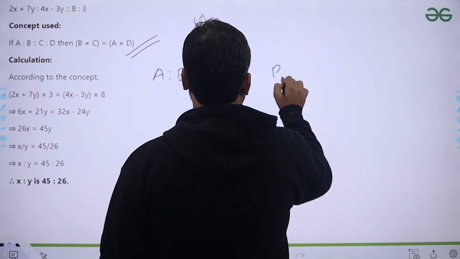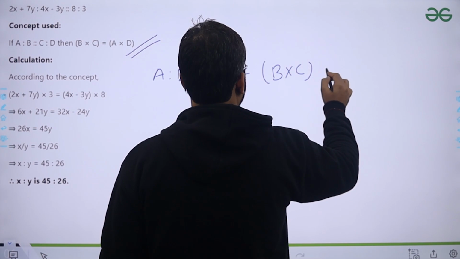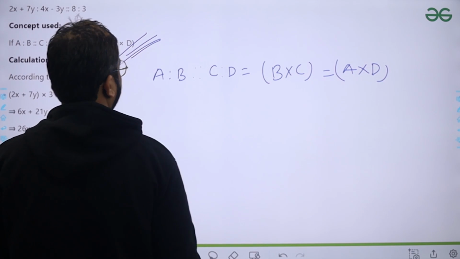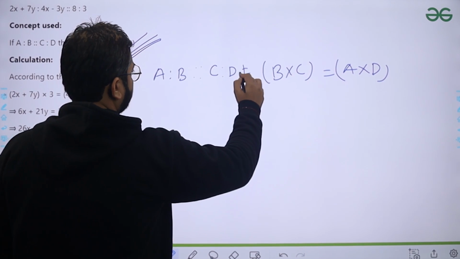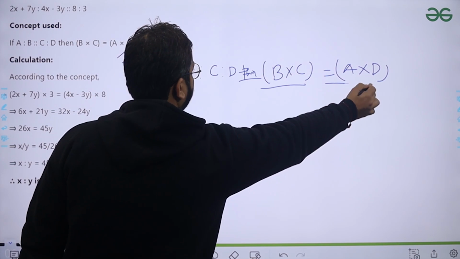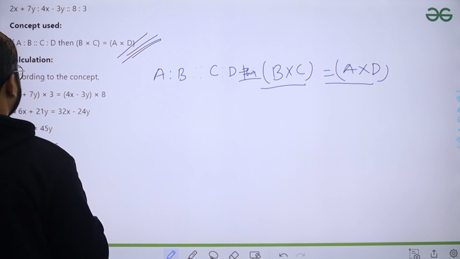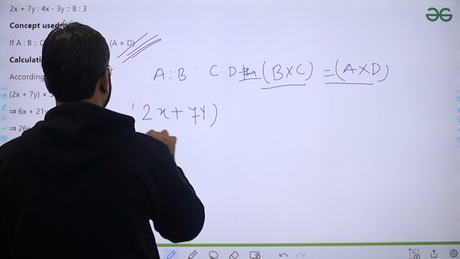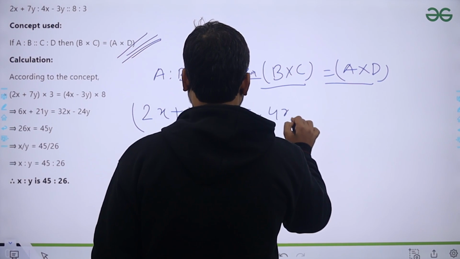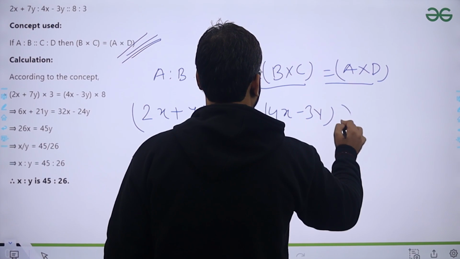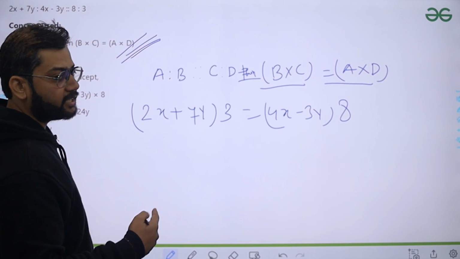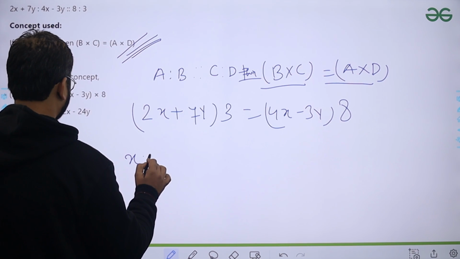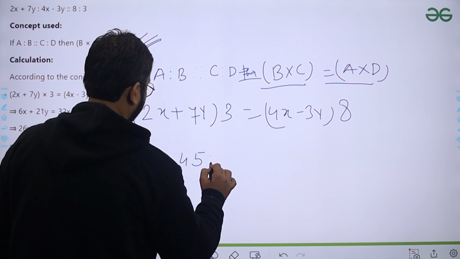Then we can write a into d is equal to b into c. This is the formula part, and we can use it. So I am applying the same formula. In that case, 2x plus 7y into 3 is equal to 4x minus 3y into 8. You do the cross multiplication and make the variables separable. In that case, you will get the value of x is to y is equal to 45 into 26.